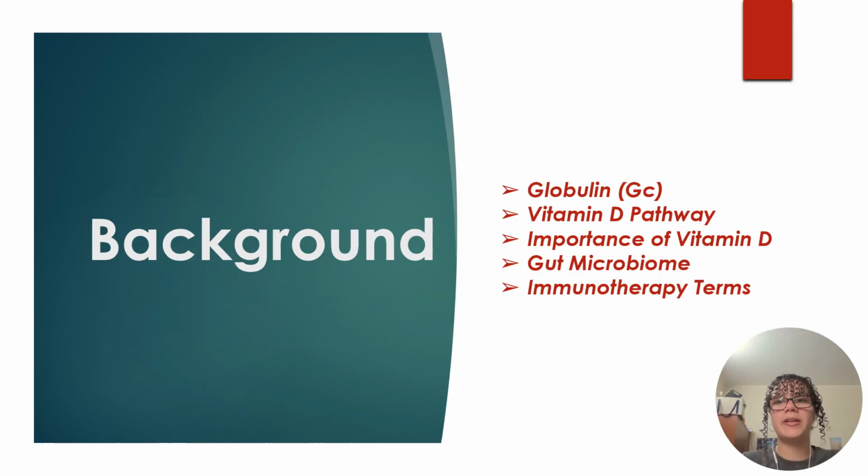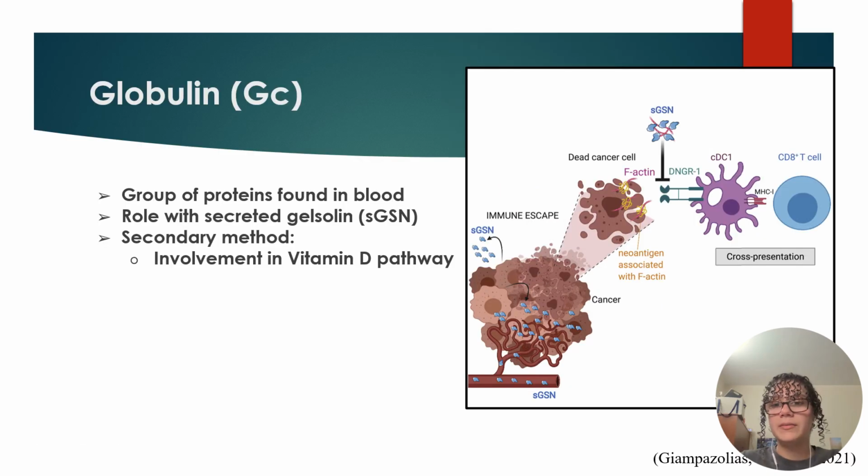First, let's start off with some background information. We'll first talk about globulin, then the vitamin D pathway and its importance, the gut microbiome, and some immunotherapy terms. Firstly, globulin. Globulin is a group of proteins that's found in the blood, and it has a role with secreted gelsolin, SGSN. It also has a secondary role with the involvement in the vitamin D pathway, which we will talk about on later slides. If you look here, let's start off with the CDC1 cells.